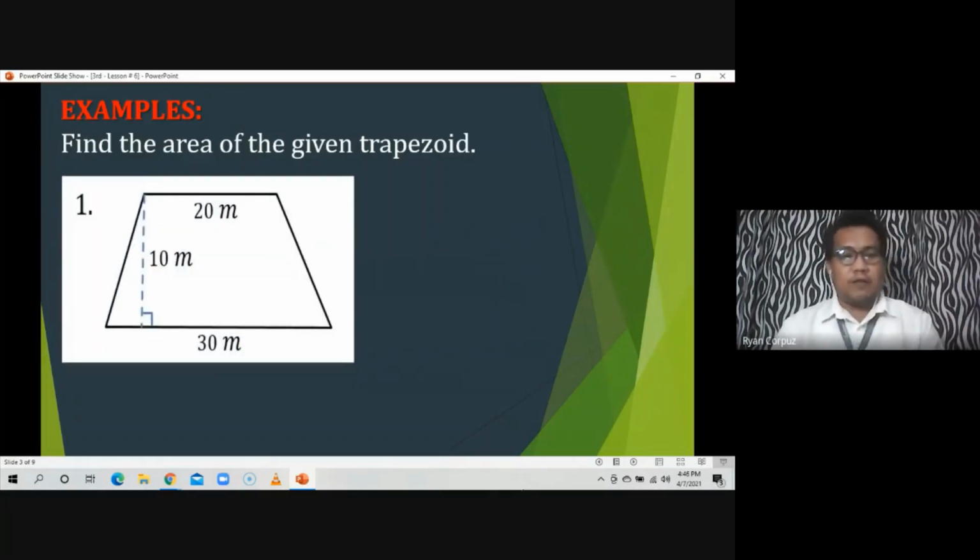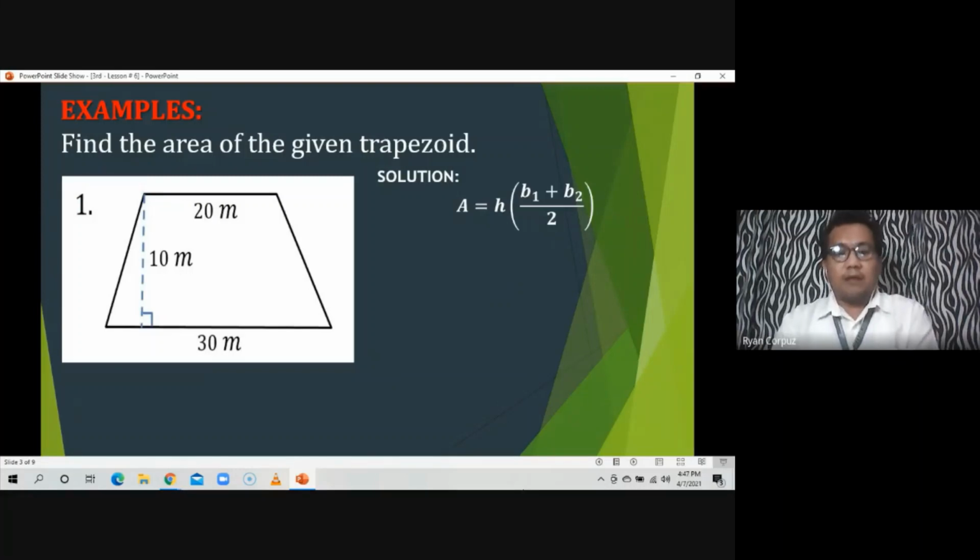So we do have here a given trapezoid with a given measurement for the bases of it as well as its altitude, which is also known as the height of the trapezoid. Since the given figure here is a trapezoid, and going back to the two formulas that we have presented earlier, which of the two formulas yung gagamitin natin? Of course, the formula in order for us to find the area of a trapezoid. And that formula is: area of a trapezoid is equal to height, which is the altitude, times the quantity base 1, b sub 1 plus b sub 2, all over 2.